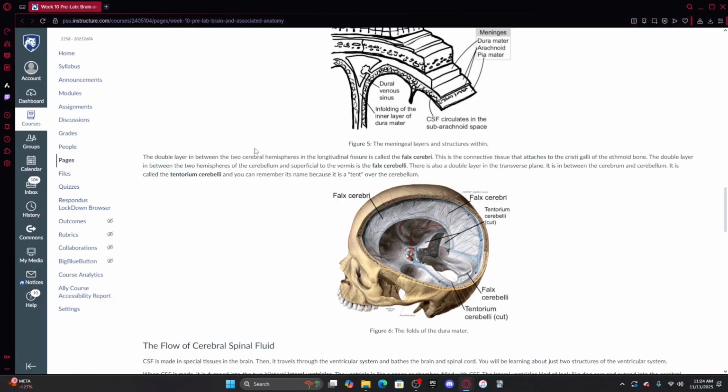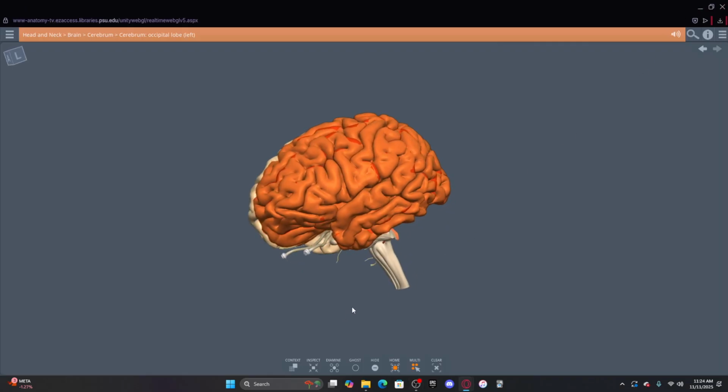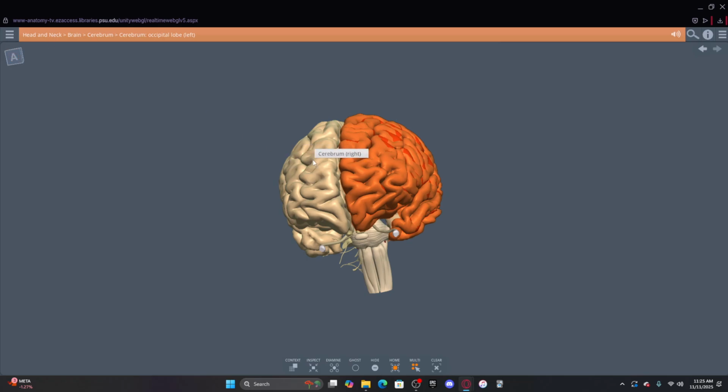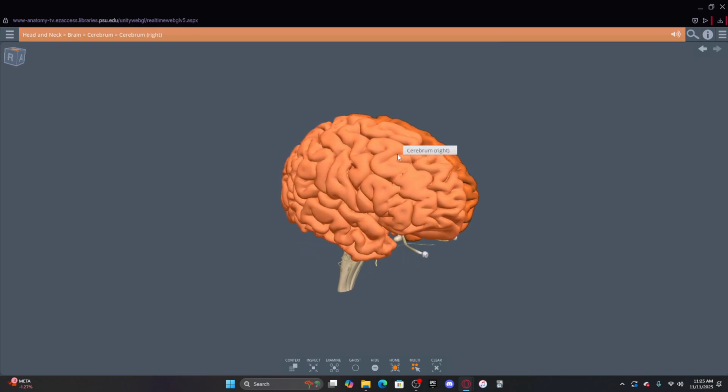So now that we have that, I'm going to move on to the actual structures. So remember, your pia mater is going to be directly adhered to the surface of the brain. Right, your arachnoid mater is going to be above that layer, and in between your arachnoid mater and your pia mater, you're going to find that subarachnoid space. That is where CSF is going to be traveling through. That's where you're going to find CSF.